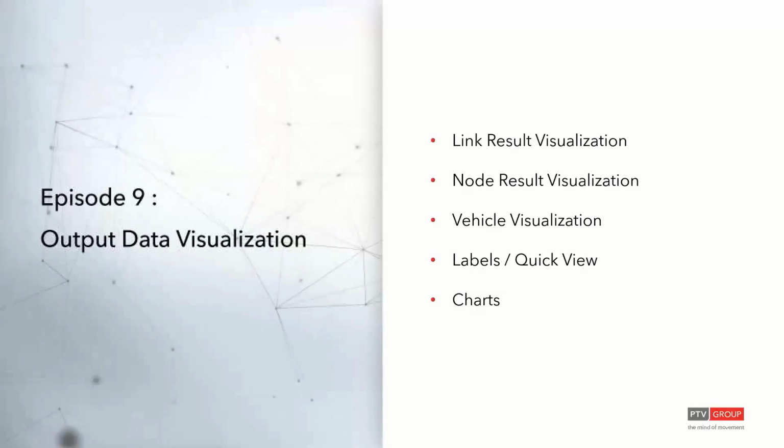And then we're also going to go over how to add labels to different network objects and how to use the quick view window to just quickly view information about a selected object. And then finally, in this section, we're going to review how to create and display some of that data using some of the built-in charting features.